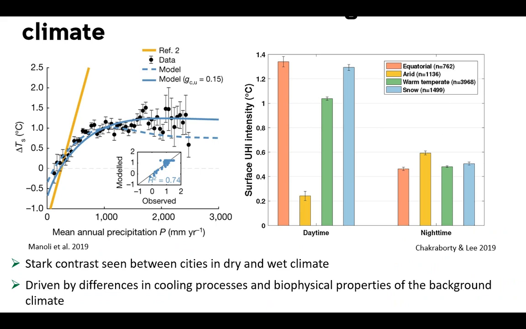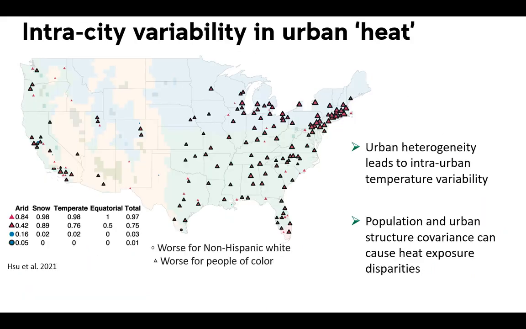The urban heat island effect also tends to vary with background climate. Generally, in humid regions, you have higher urban heat island versus in arid regions where you can have either a very small urban heat island or sometimes even an urban cool island. There's both observational and modeling evidence of this, and this is driven by differences in cooling processes and the biophysical properties of the background climate.